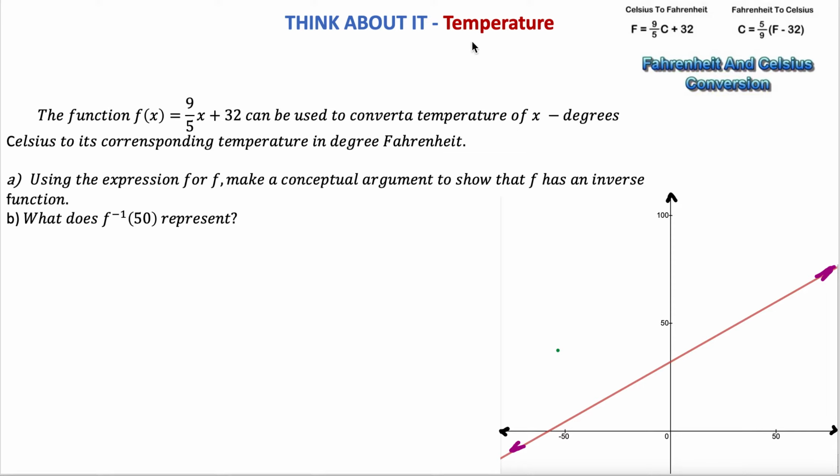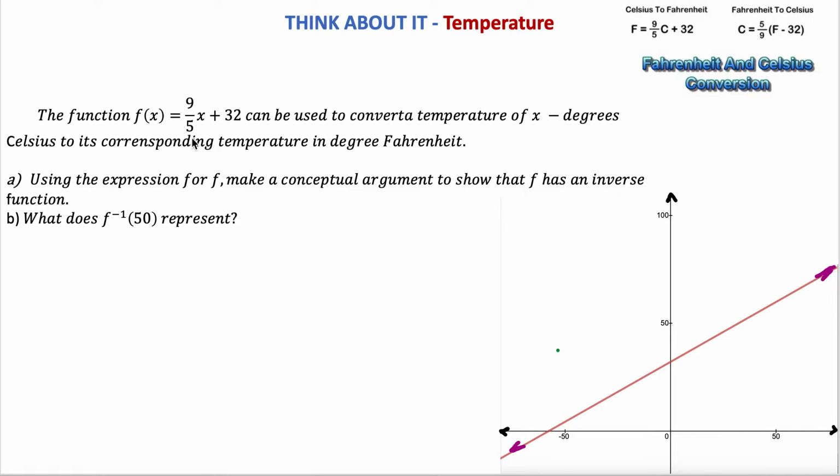Think about it. Temperature. The function f of x is equal to 9/5 x plus 32, and it can be used to convert a temperature of x degrees Celsius to its corresponding temperature in degrees Fahrenheit. A. Use the expression for this function f to make a conceptual argument to show that the function f has an inverse function.